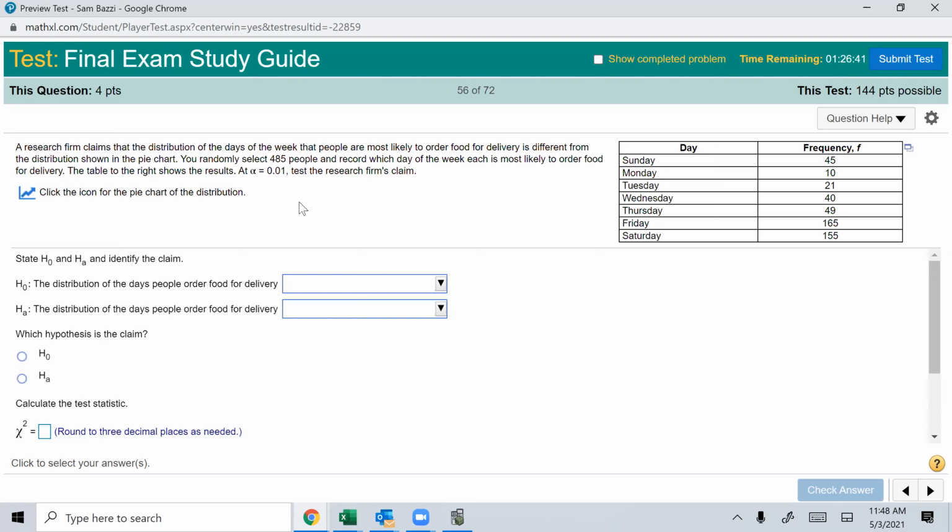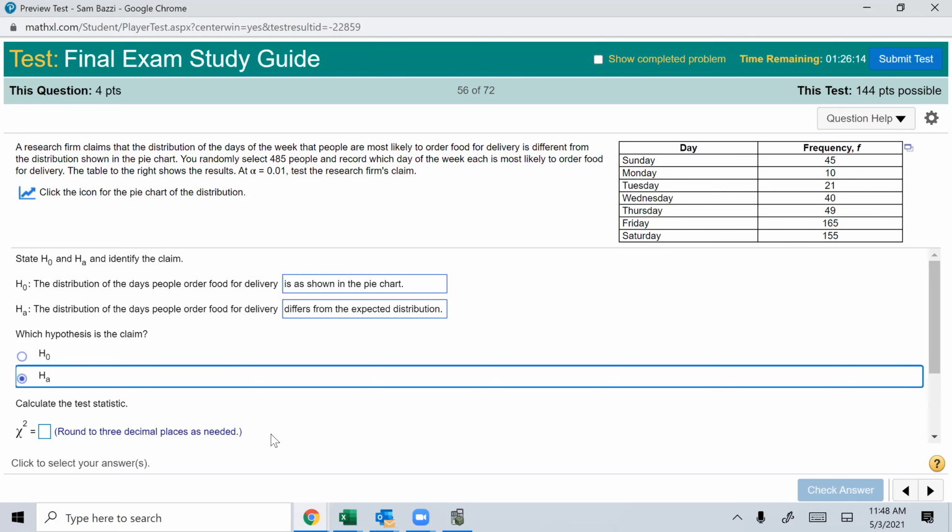The goodness of fit test, H0 will be the distribution is as claimed, and HA will be the distribution is not as claimed. So let's select the distribution of days people order food for delivery is as shown in the pie chart, and the other one will be differs from the expected distribution. He said test the claim that they are different, so your claim is in H1, HA.